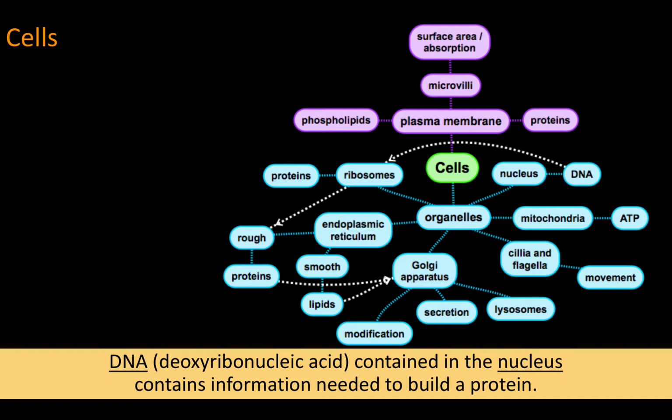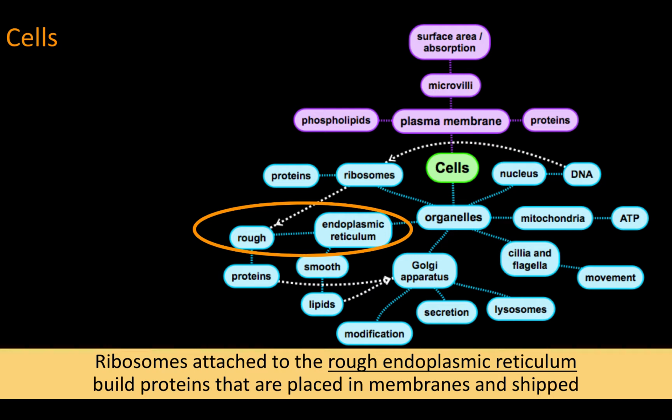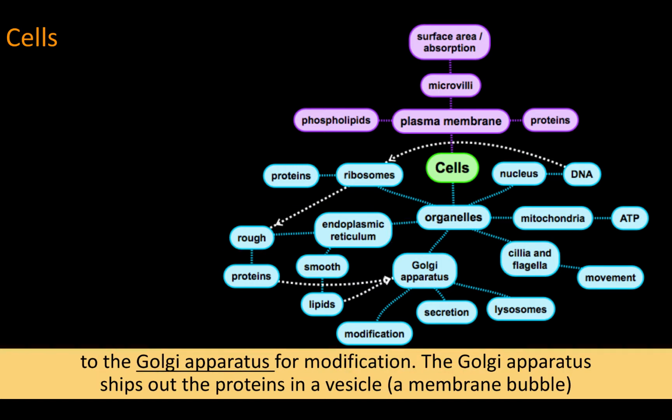DNA, deoxyribonucleic acid, contained in the nucleus, contains information needed to build a protein. Proteins are built from amino acid subunits at a ribosome. Ribosomes attached to the rough endoplasmic reticulum build proteins that are placed in membranes and shipped to the Golgi apparatus for modification. The Golgi apparatus ships out the proteins in a vesicle, a membrane bubble.